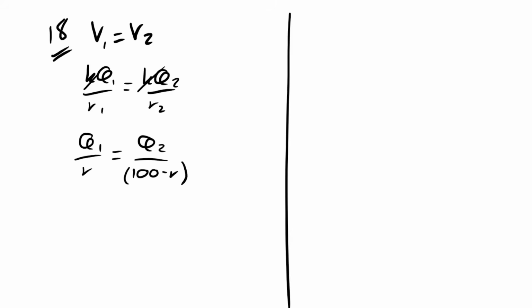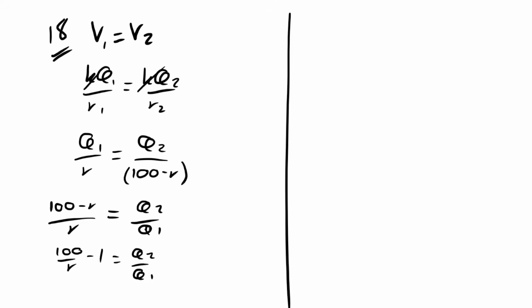There we go. All you have to do then is cross multiply everything. You could probably eyeball this one, to be honest, but it's a good thing to get into the practice of doing. So we end up with Q2 over Q1 equals 100 over R minus 1, because it's just R over R. Q2 over Q1, of course, is going to be 3 over 2, isn't it?